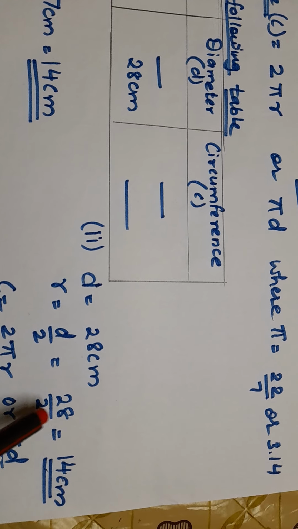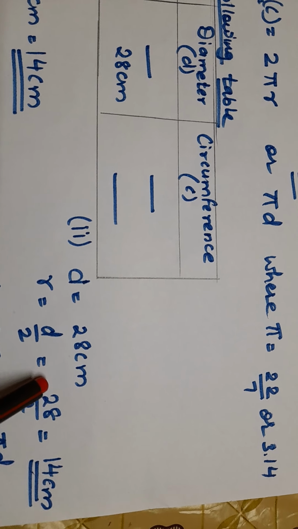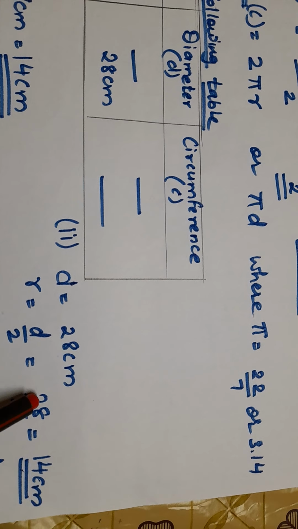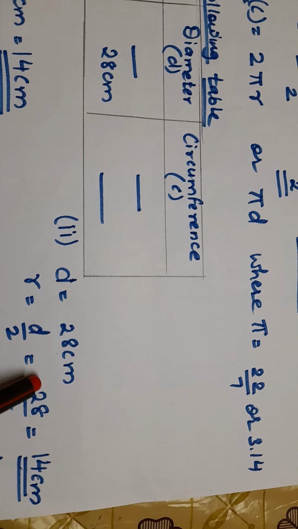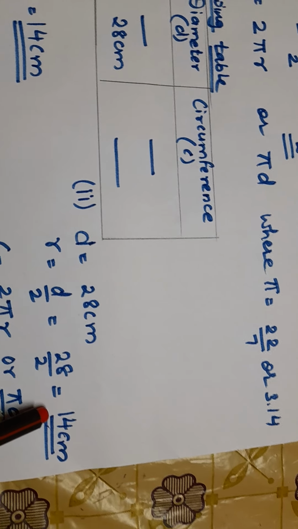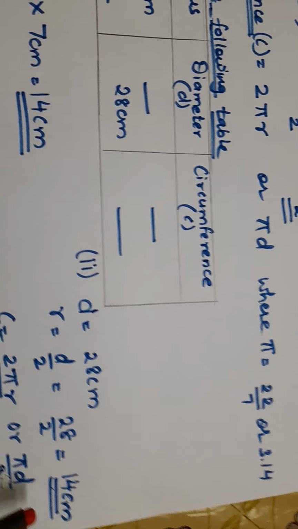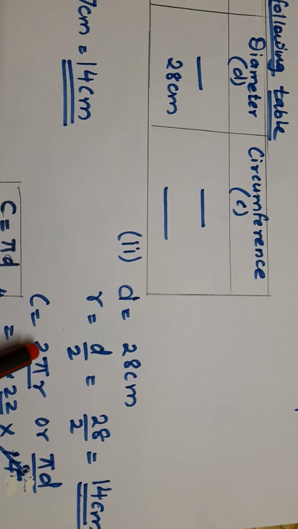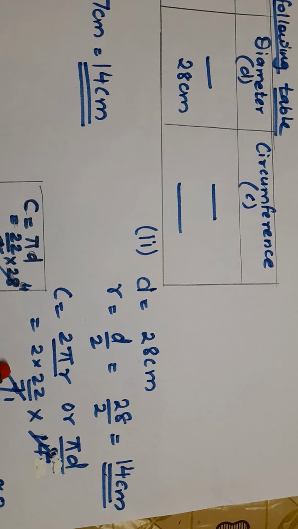Now 28 divided by 2 will give you 14. See, 2 ones are 2, and 2 fours are 8. In the table of 2, 2 14s will come 28. So the answer will come 14 centimeter. So radius you are getting 14 centimeter. Now you have to find out the circumference of a circle. So I have done both the methods for you.